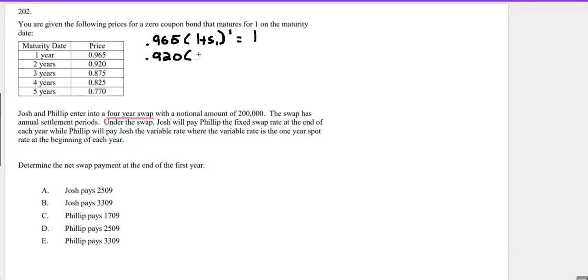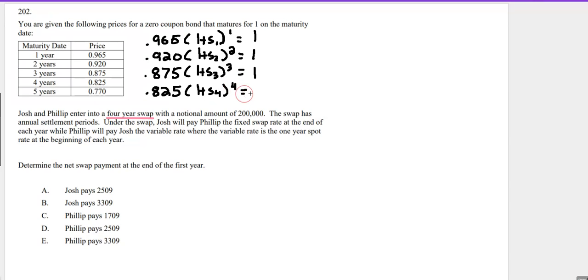Same idea for the second one. The only difference is we have to square it because it happens for 2 years. So it's all about the term structure of interest rates. And like I said, I'm assuming you have a little bit of background on this stuff, because if you don't, it's going to be like, what is he talking about? Right? And I might as well go 1 more year because we have a 4-year interest rate swap, right? Excellent. So that's what's going on.